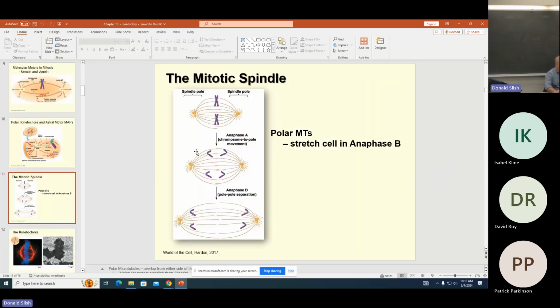So here's another way of looking at it. Here's your polar microtubules overlapping. And as they get longer, they push the sides apart and stretch that cell. And that's your anaphase B when the cell is really elongated.